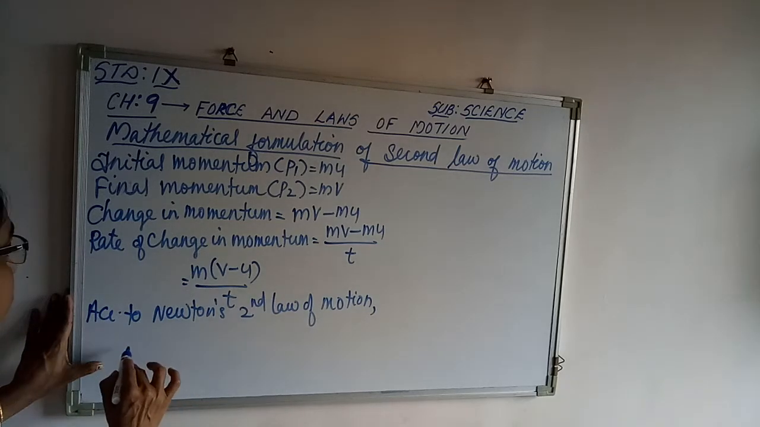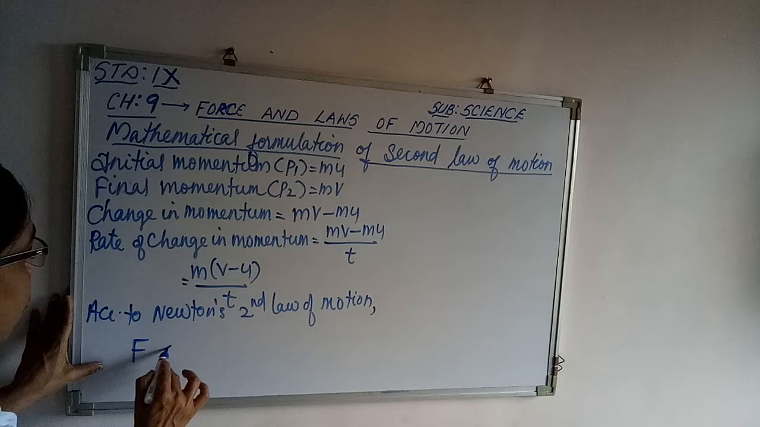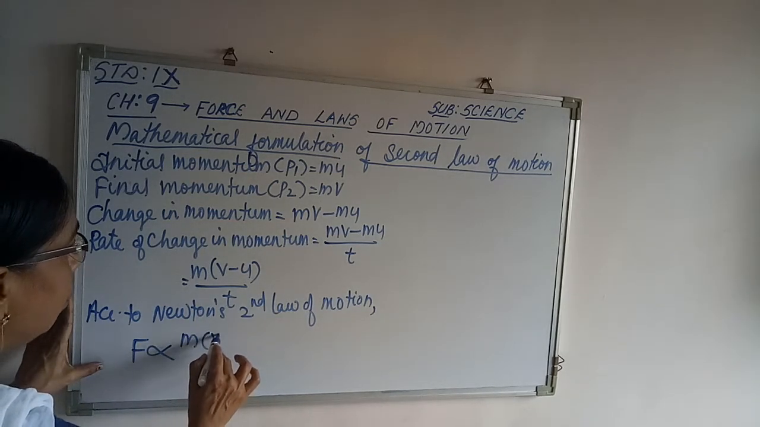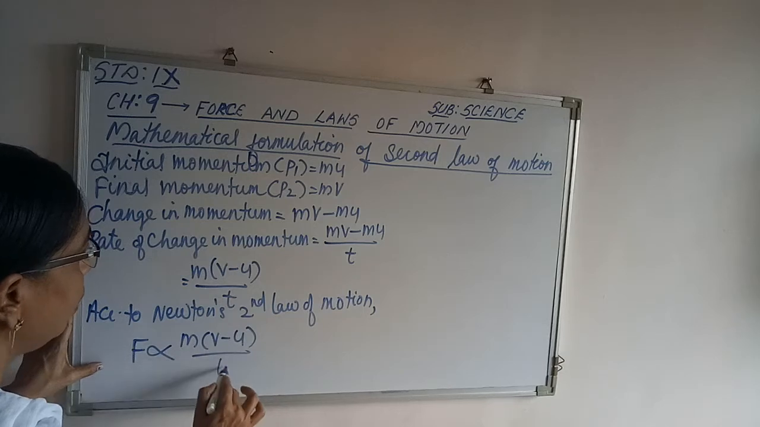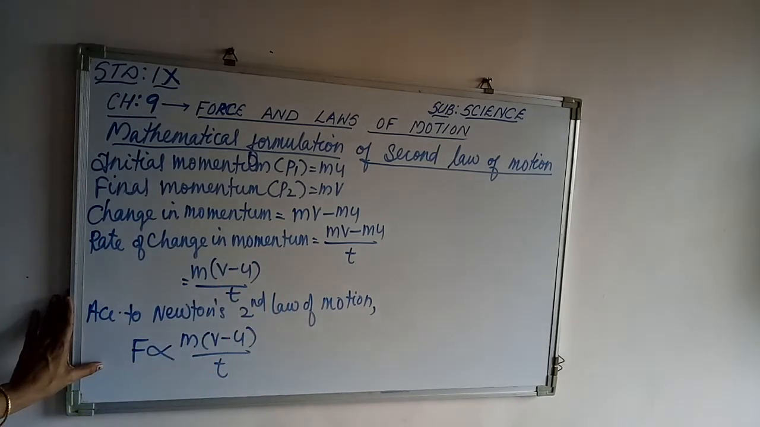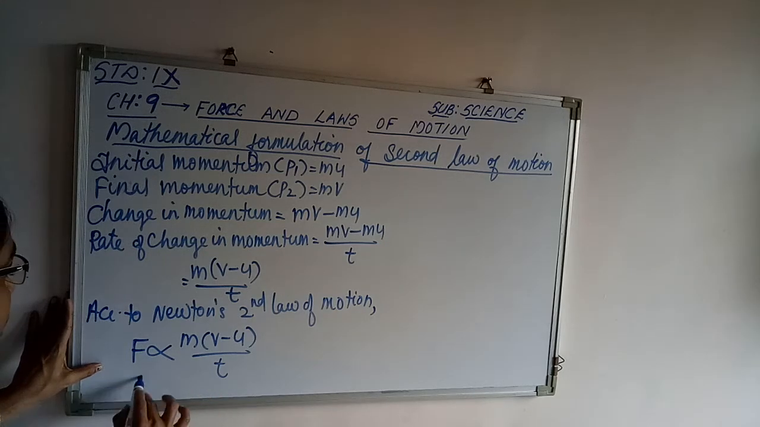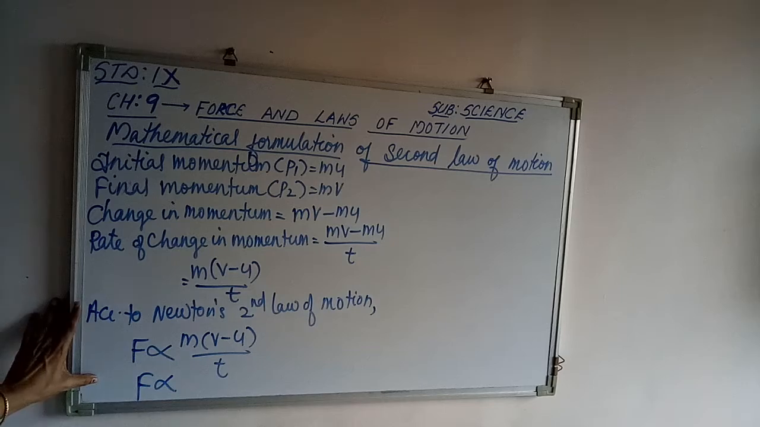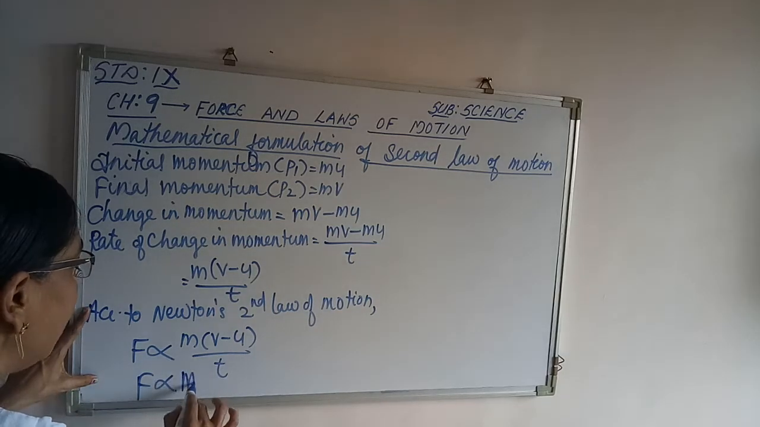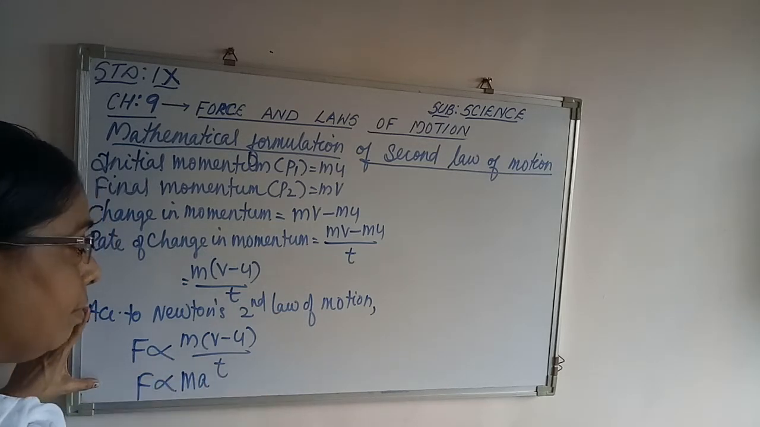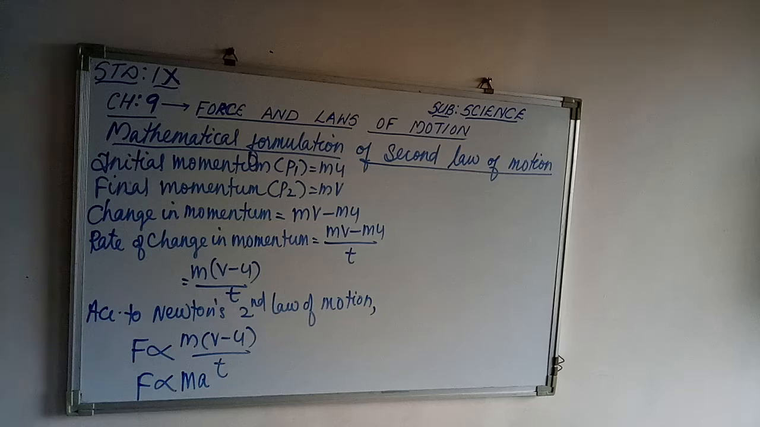What is the applied force? F. F is proportional to, what is the rate of change in momentum? m into v minus u upon t. But you know that v minus u upon t is the change in velocity upon time, that is the acceleration. So we can write F proportional to m into a, as v minus u upon t is equal to a, that is acceleration.